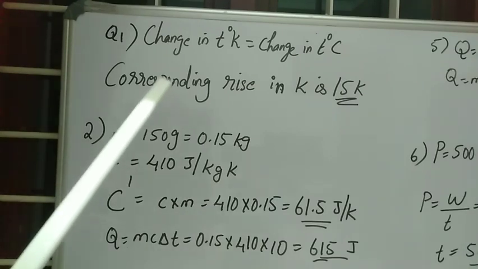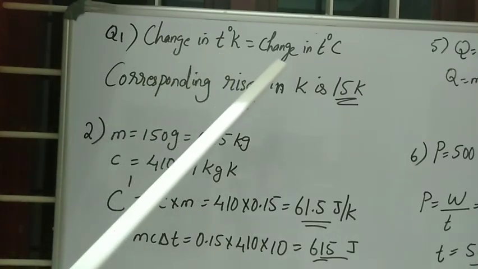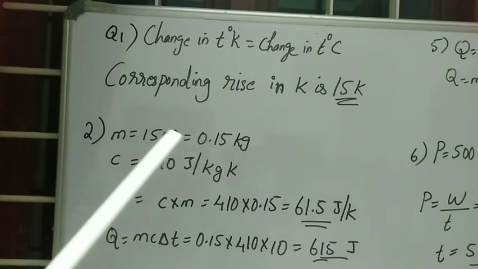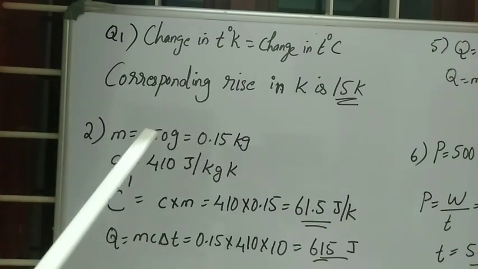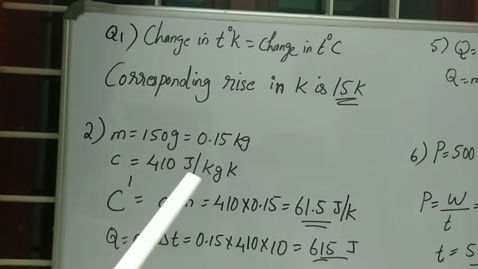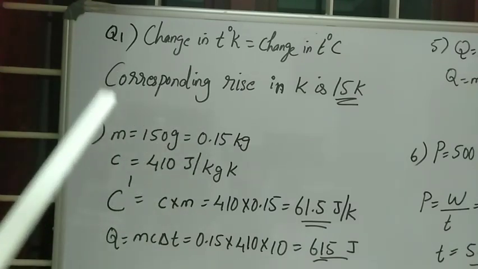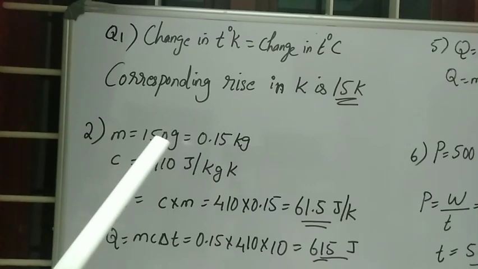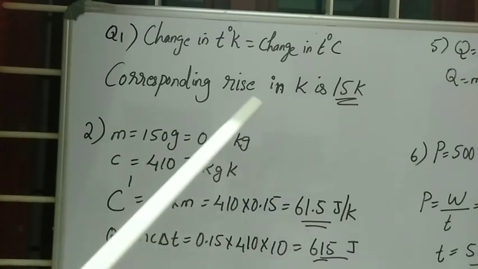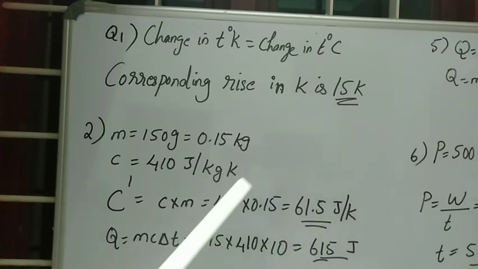So we know that the change in temperature in Kelvin is the change in temperature in Celsius. It is not that temperature in Kelvin is equal to temperature in Celsius. Rise in temperature, or change in temperature, in Kelvin and in Celsius are the same. So we can write that a rise in temperature of 15 degrees Celsius is the same as 15 Kelvin.